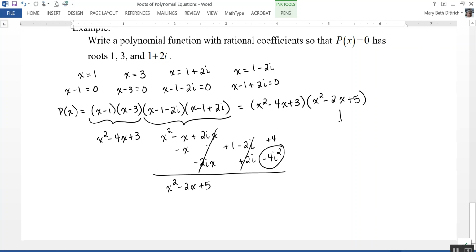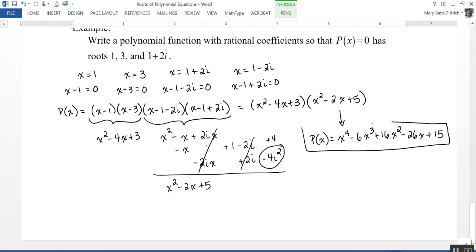I'm going to cut to the chase here and say that this ends up being p of x is equal to x to the 4th minus 6x cubed plus 16x squared minus 26x plus 15. I just didn't take the time to multiply that out for you, but you should know how to do that. So there is a polynomial with rational coefficients that has roots of 1, 3, and 1 plus or minus 2i.